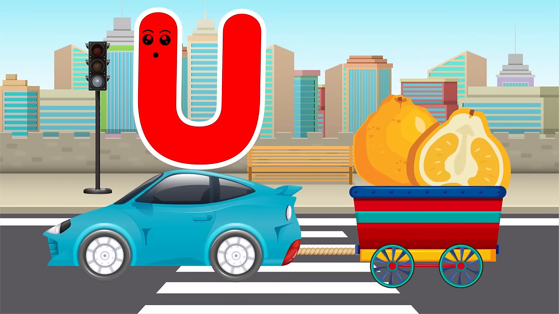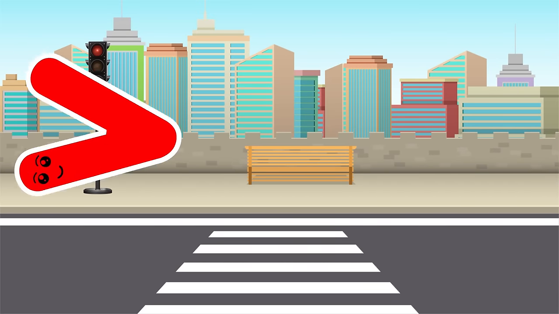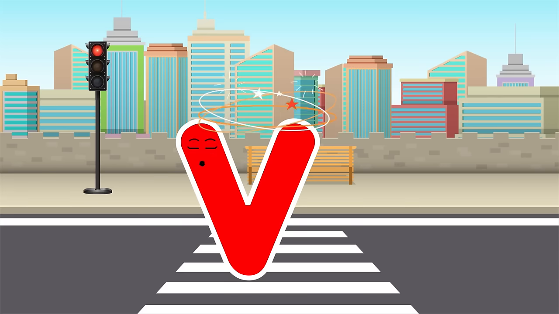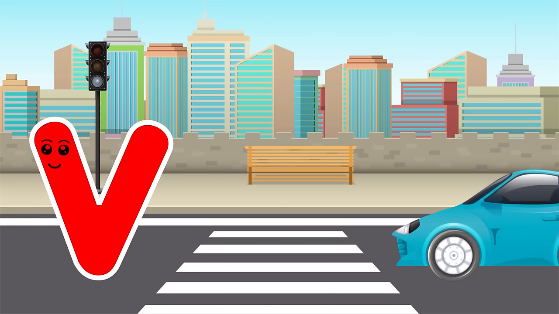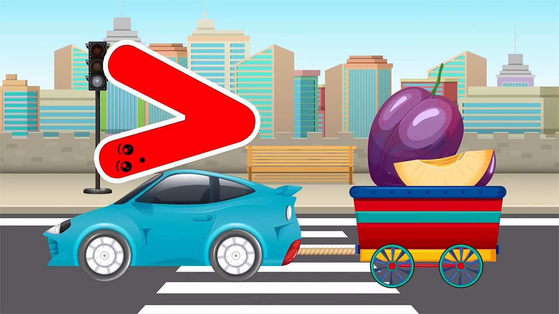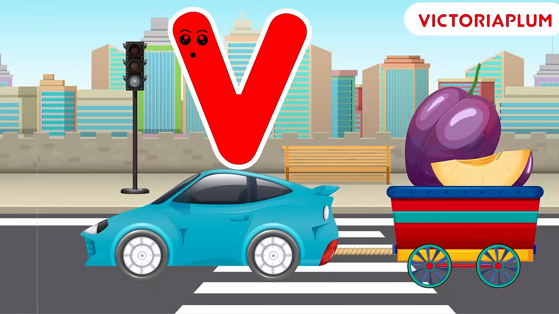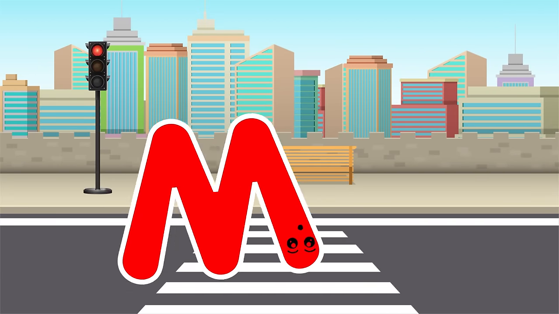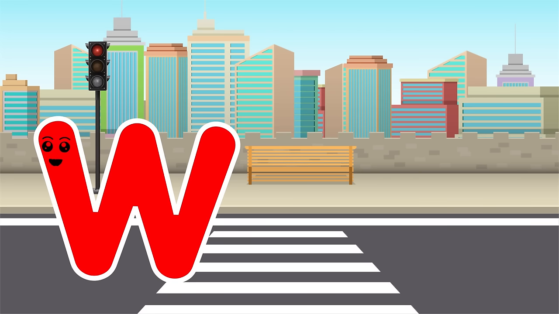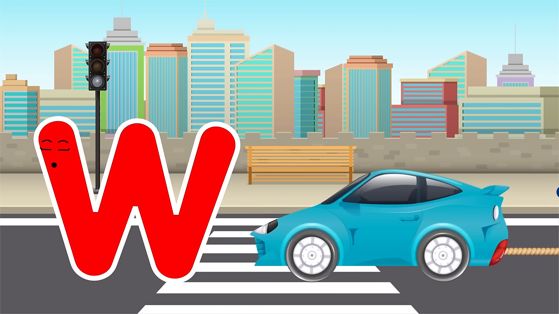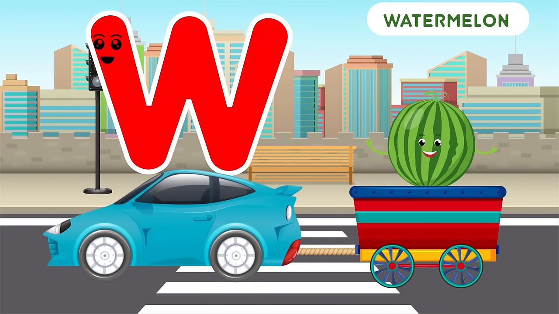U. Ugly fruit. U is for ugly fruit. Victoria. V is for Victoria plum. W. Watermelon. W is for watermelon.